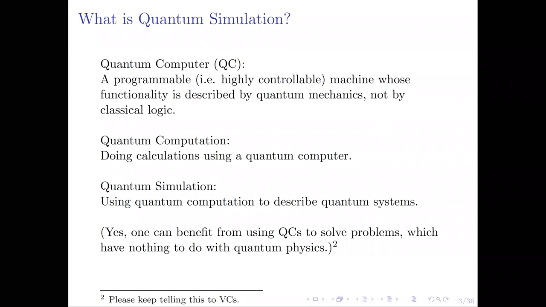So whenever you see a venture capitalist in the street, it's very important to remind them that, yeah, we have so many potential applications of quantum computers in all the fields of technology. So VC stands for venture capitalist now. Exactly. Yeah. Okay. Yeah.